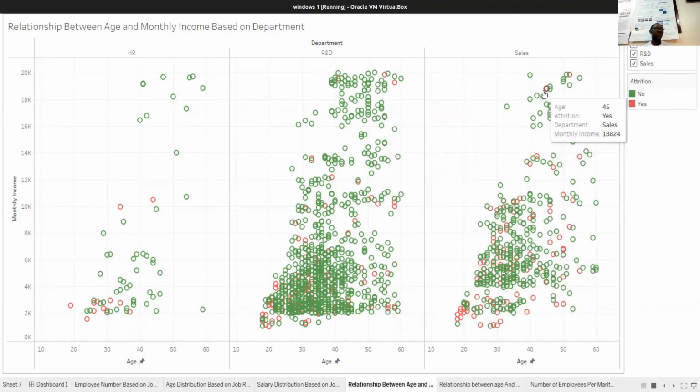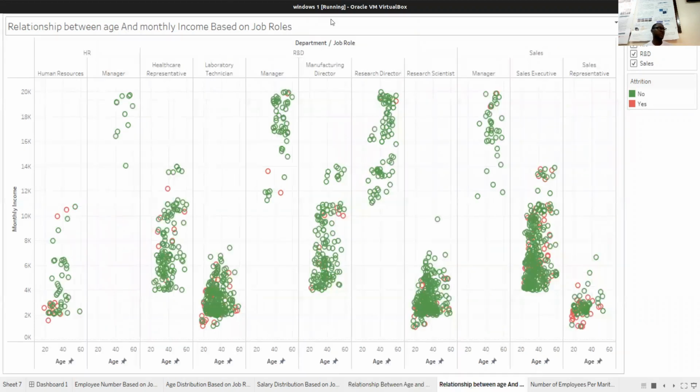Maybe one would say it doesn't come out nicely here, but let's see the next visualization. So we go ahead and split them even further, from department to the exact job roles in the department. So here, this information is quite useful.